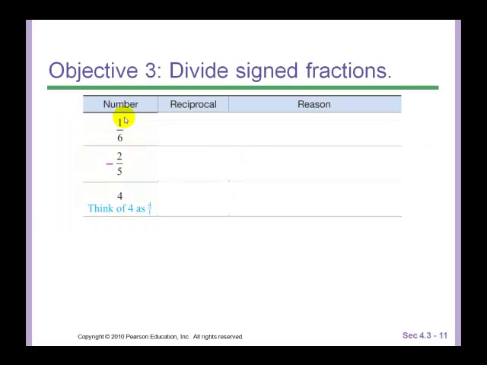Here are some examples. The number is 1/6. The reciprocal will be 6 over 1. You can think of that as just a regular 6. The reason is because 1/6 times 6 over 1 is 6 over 6, which equals 1.